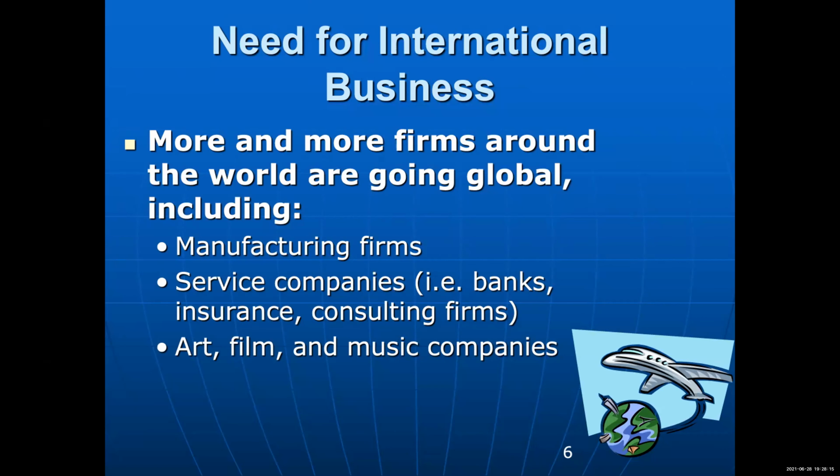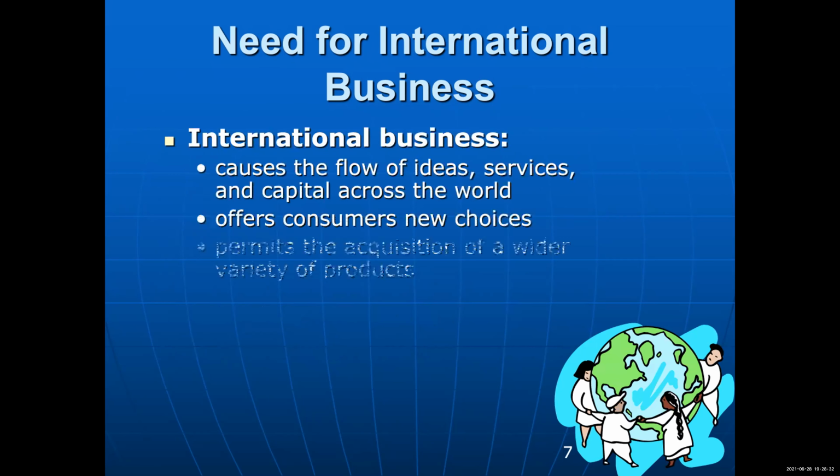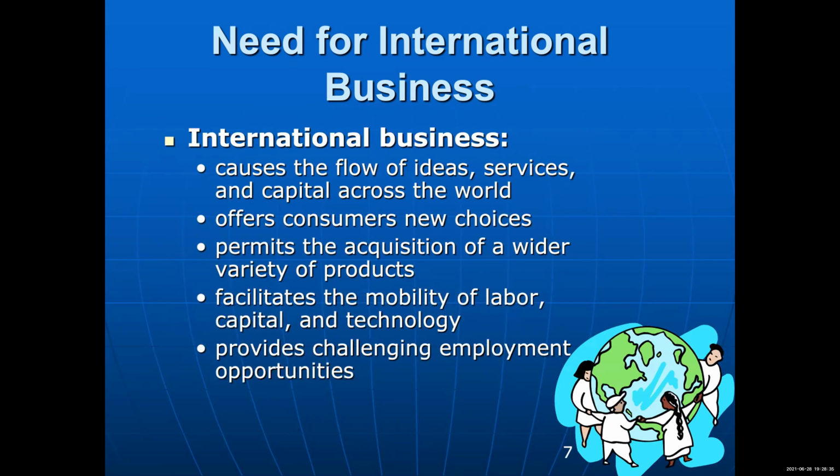More and more firms around the world are going global, including manufacturing firms and service companies. Can you tell me of an international bank that operates in Jamaica? Scotia. Right, Scotia is one, and it actually does very good business in Jamaica. So the need for international business: one, it causes the flow of ideas, services, and capital across the world. Yes, capital is important, bringing about certain levels of investment. It offers consumers new choices. Yes, trust me, we need different choices. It permits the acquisition of a wider variety of products, so people can pick, choose, and refuse.